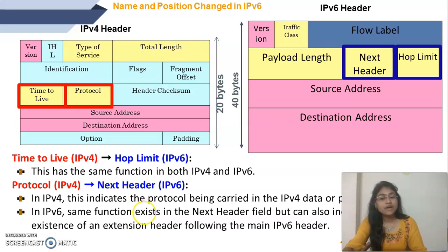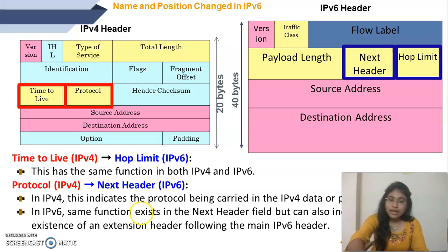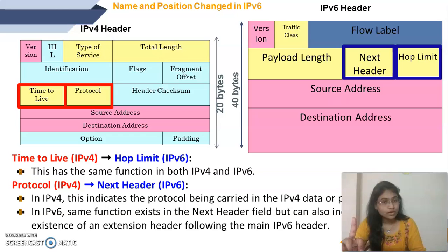Protocol, in case of IPv4, is used to indicate the protocol which we are going to use in the data field. In case of IPv6, we are using the next header field, equivalent to that protocol field. This next header field contains one of two values. It may indicate the protocol which we are going to use in the data field, or it may indicate the extension header which follows this base header.